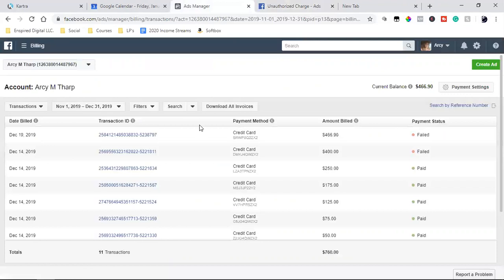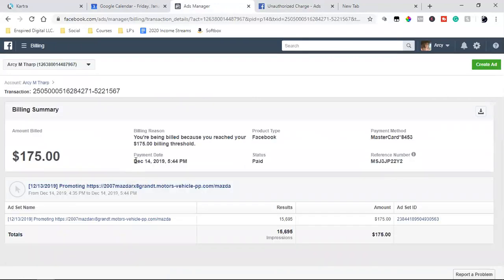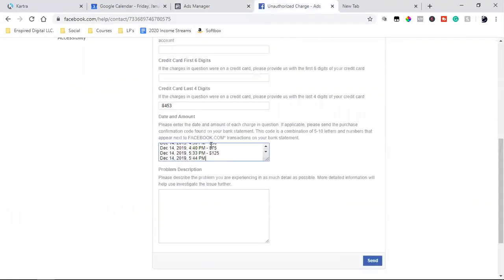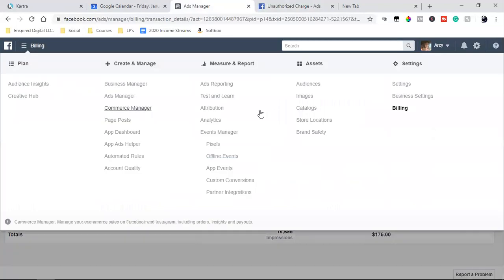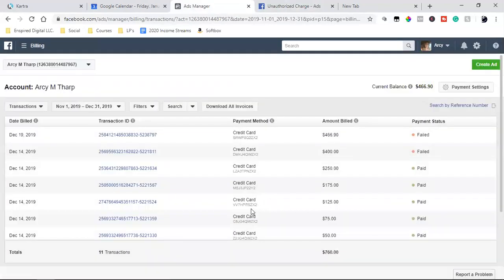So there's more. There's the 125, there's this 175, the 250. So it's the 175 and 250. 175. And 250. And this one, 250.